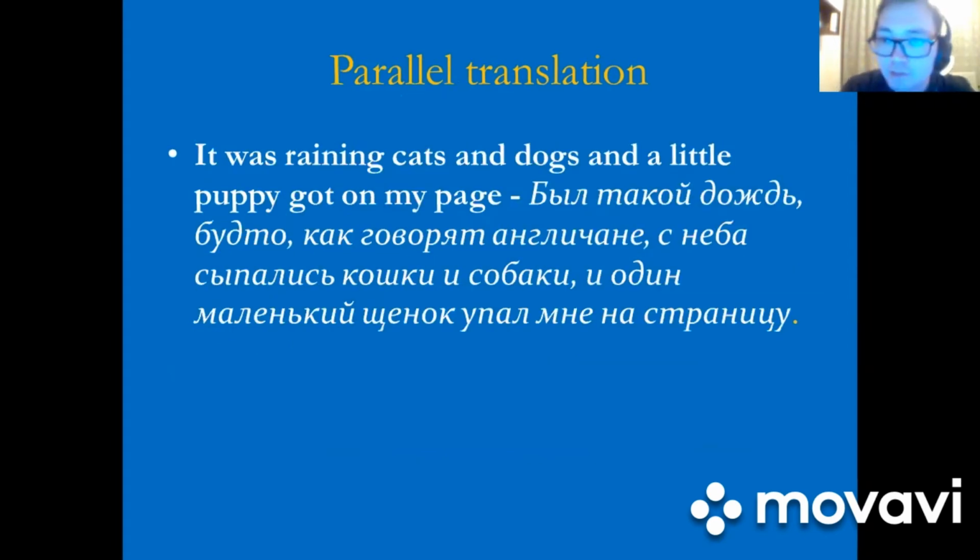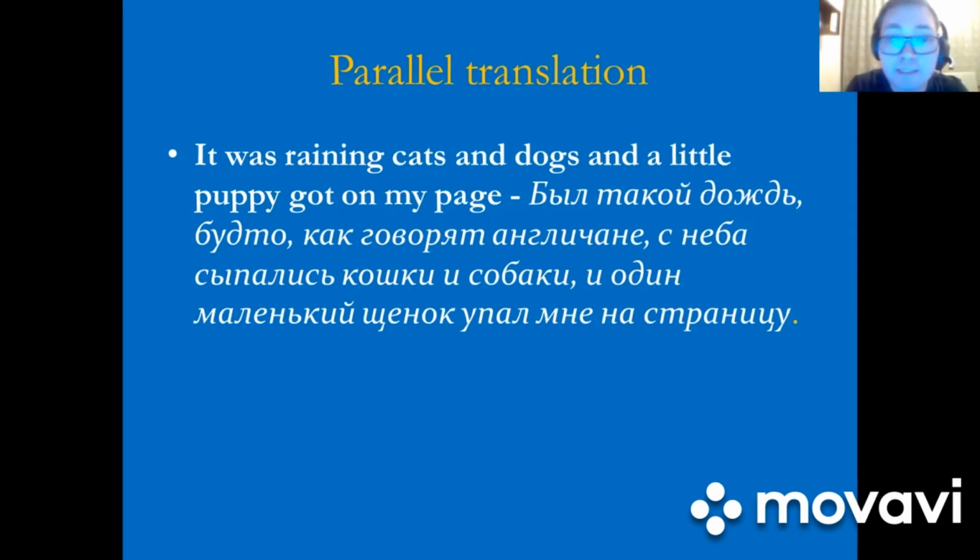So next technique that could be applied for translation of phraseological units is parallel translation. Parallel translation represents a literal translation of the original phraseological unit and then its explanation. An explanation of a phraseological unit can be given both in the text or outside the text. For example, it could be given in footnotes. Let's look at an example of it, which is given on the screen.